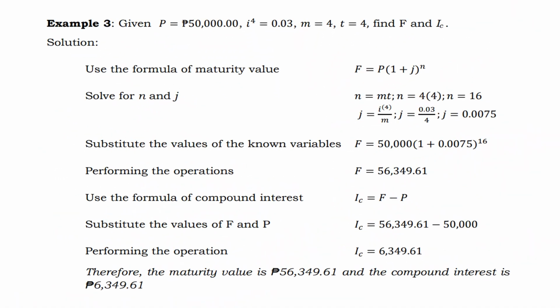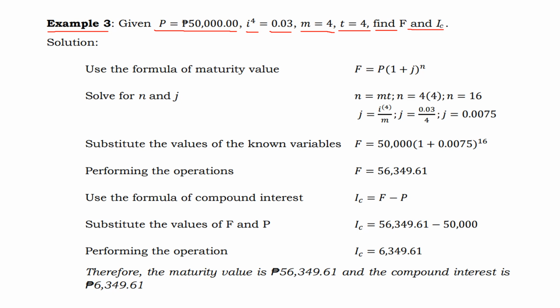So for example 3, applying this concept, you're given P is 50,000 pesos. Your i^(4) is equal to 0.03. It is always given in the problem. Your m is 4 because this 4 pertains to quarterly. It's automatically compounded quarterly. Your t is equal to 4. Find F and IC.